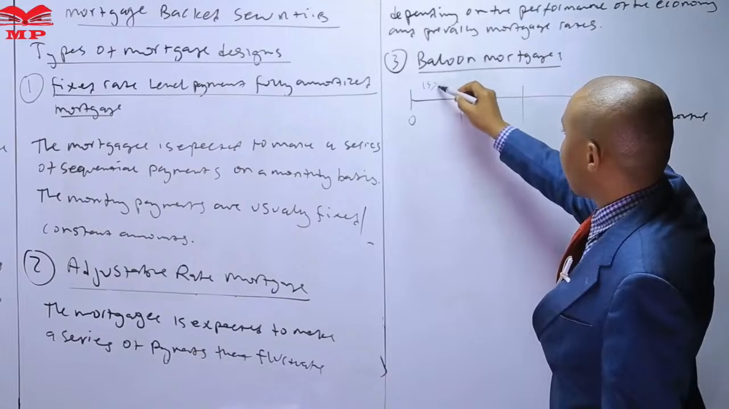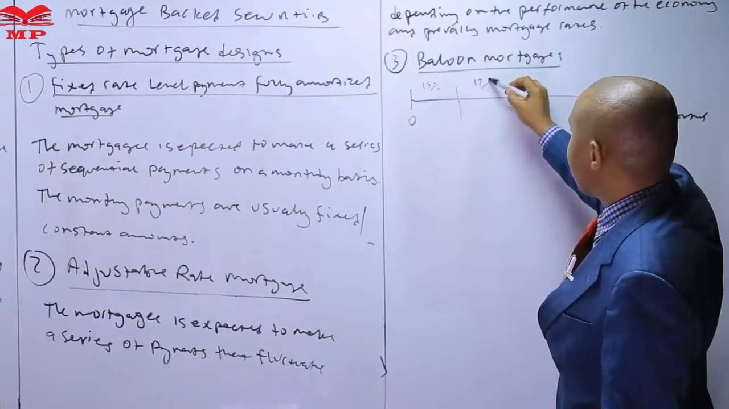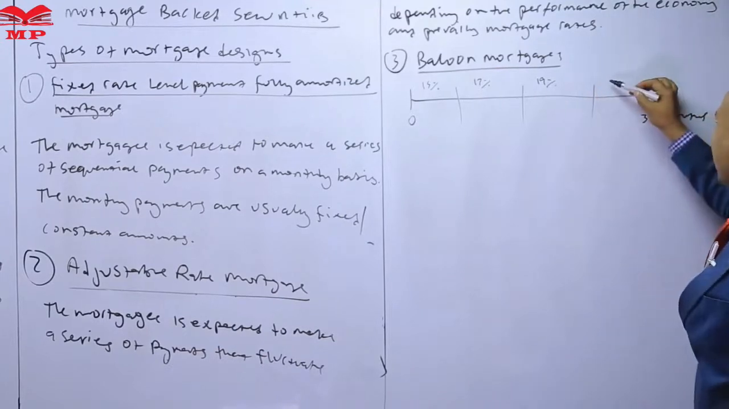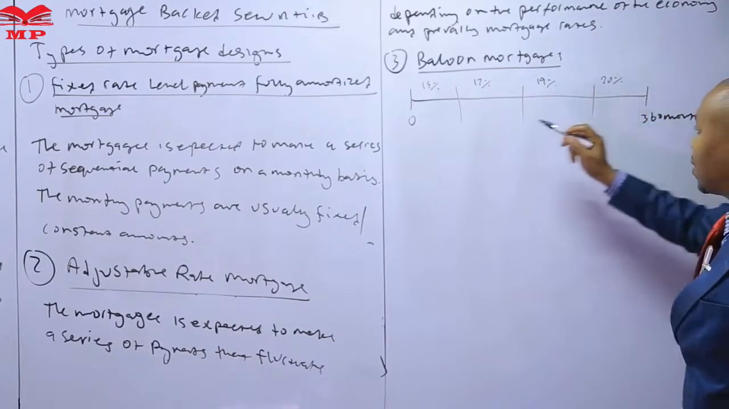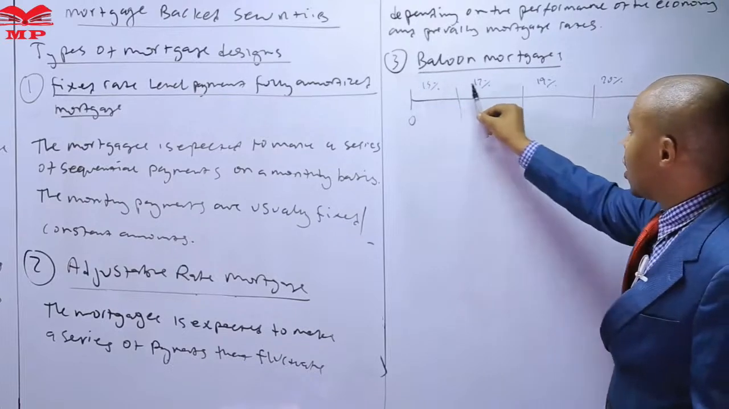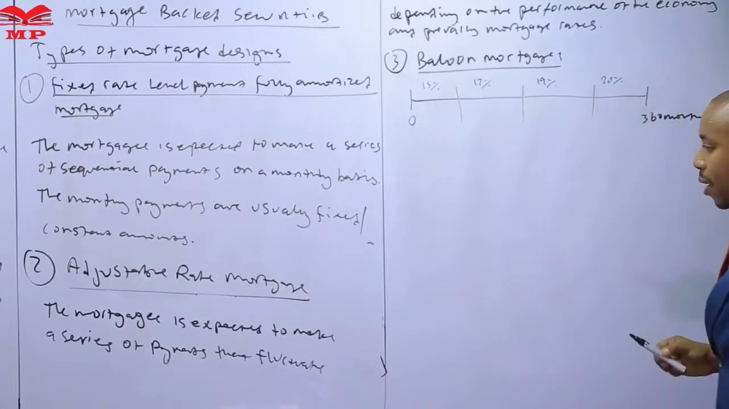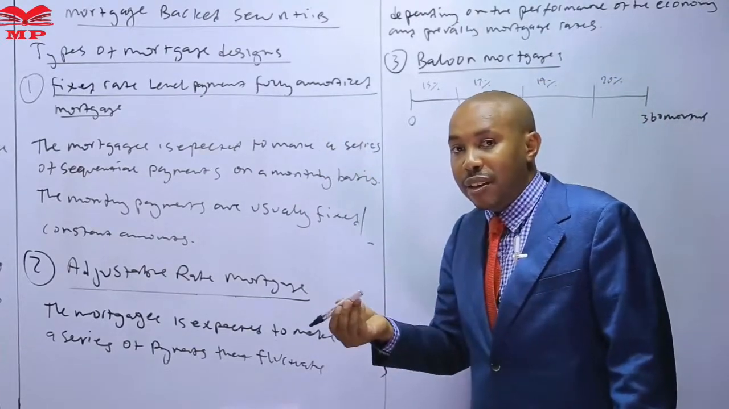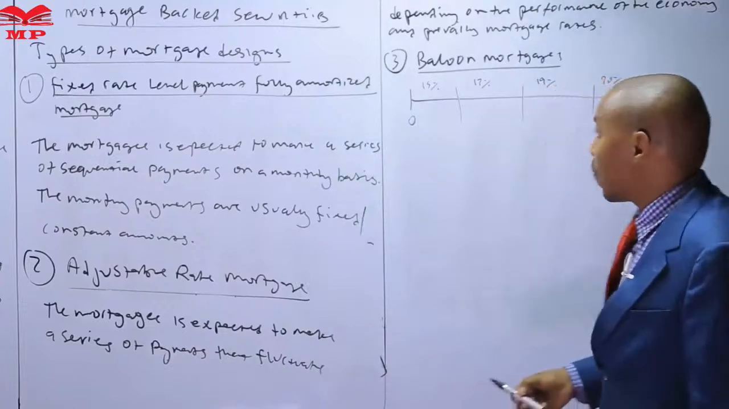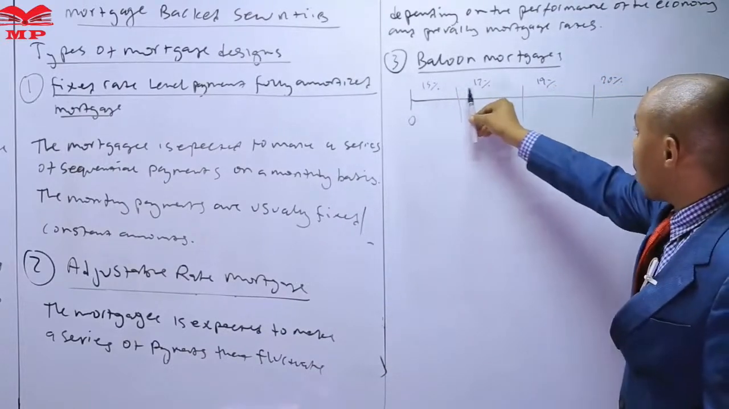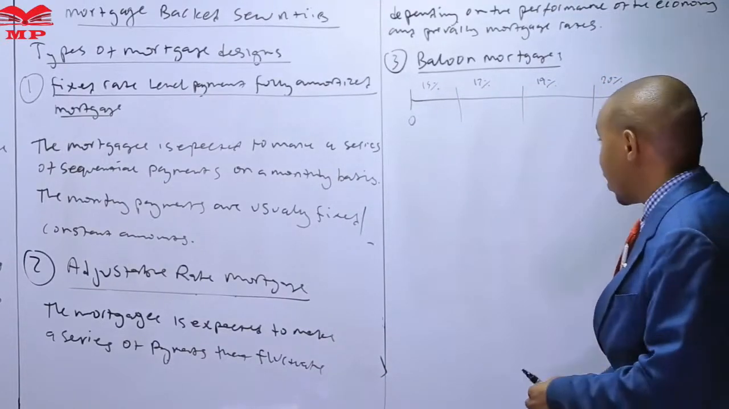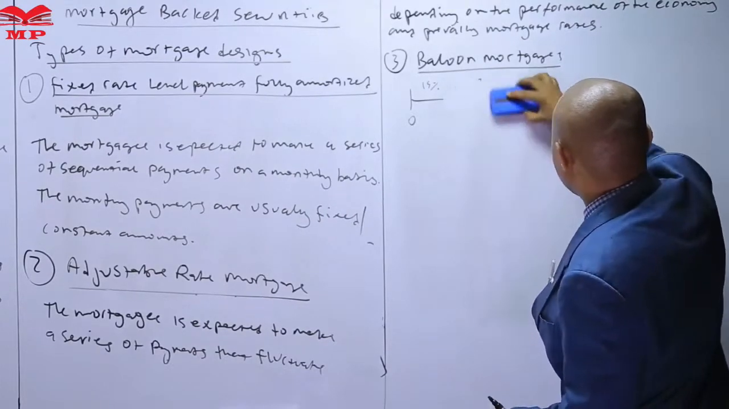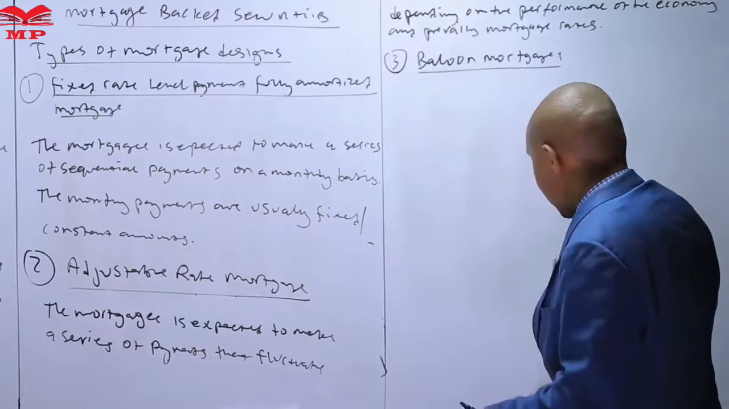Here it's initially 15%, then it goes to 17%, then maybe 19%, probably even to 20%, like that. As you can see, it is just swelling, it is increasing. Unlike the adjustable rate mortgage, which may increase or decrease depending on the performance of the economy, here we are saying the balloon mortgage rates are increasing at a decreasing rate.